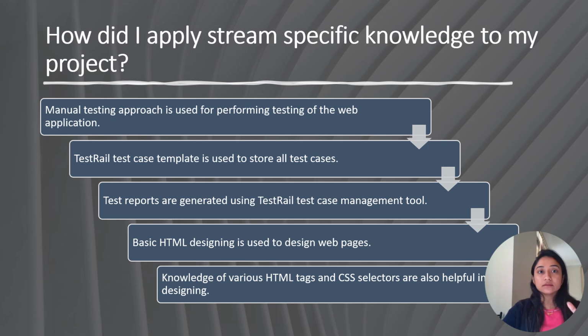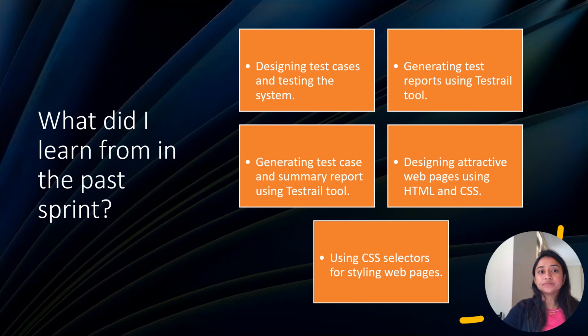That is how I applied stream-specific knowledge to my project. A manual testing approach is used for testing the web application. TestRail is the test case template which I used to store all the test cases. Test reports are generated using TestRail management, and basic HTML designing and CSS selectors are also helpful.